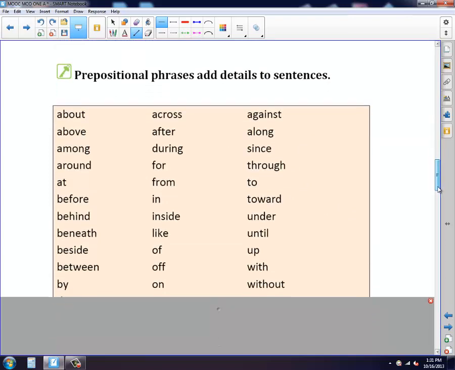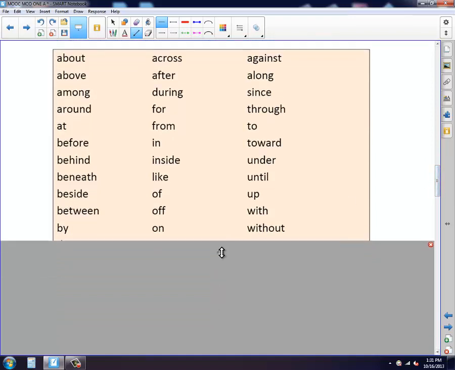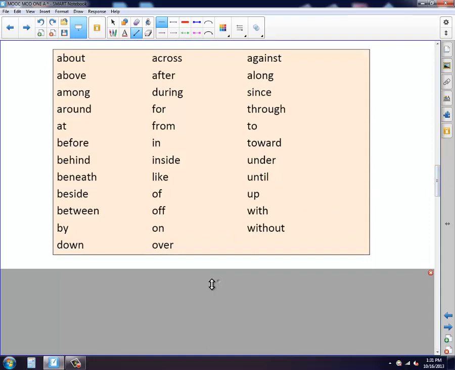The following is a list of common prepositions: about, above, among, around, at, before, behind, beneath, beside, between, by, down, across, after, during, for, from, in, inside, like, of, off, on, over, against, along, since, through, to, toward, under, until, up, with, and without.